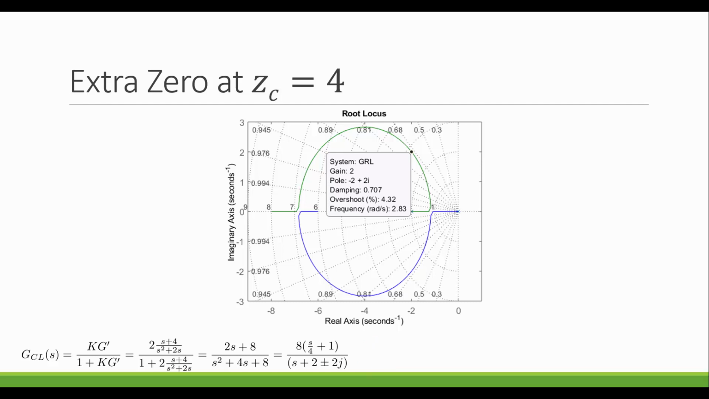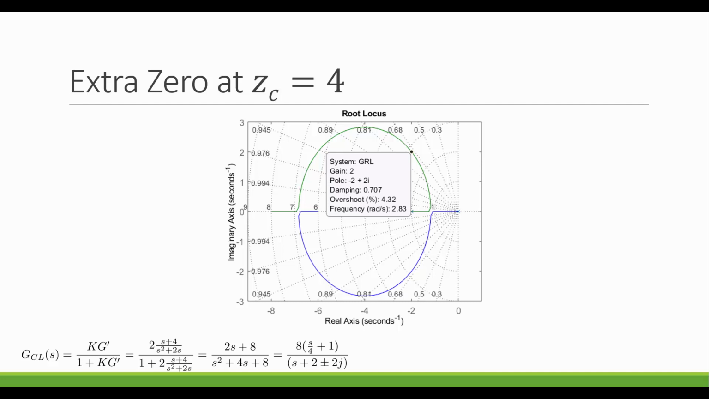Here we see that we have this 0 at -4, so that will impact the behavior of this system. The real part of the dominant pole is -2. We have a 0 at -4 that's within 4 times the real part of the pole, so we should expect this to have an influence on our system.